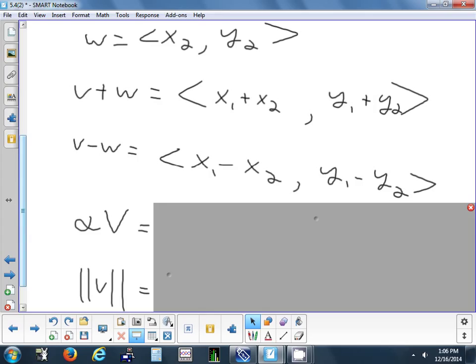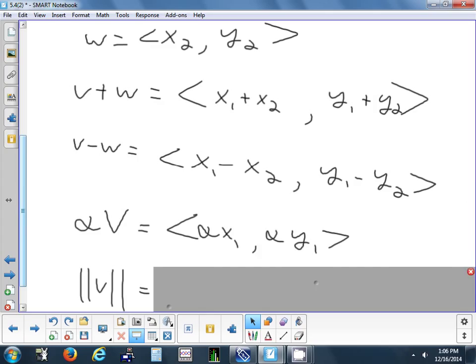Right, so this is a scalar product. It's a number times a vector. To do a scalar product, all you have to do, it's almost like the distributive property. Take the number that's in front of the vector and multiply it to each component. So if it was a 2, I'd multiply the x component by 2 and the y component by 2.